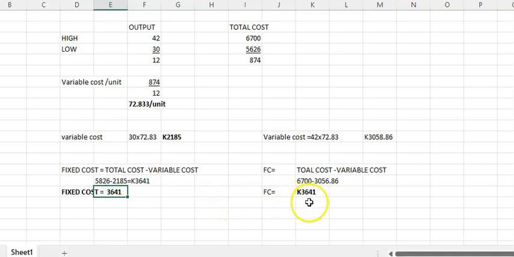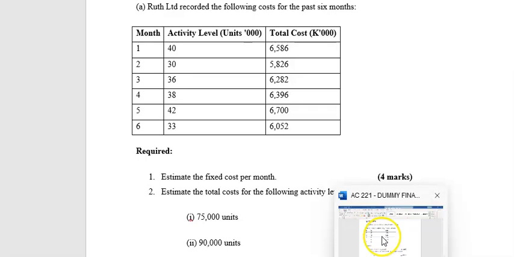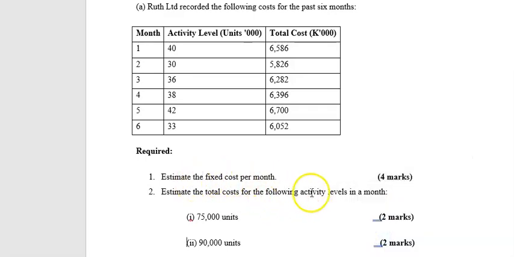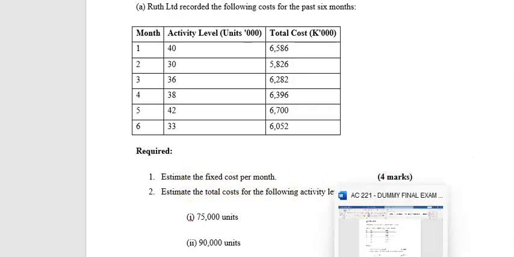So we should find the same fixed cost regardless of which one you pick. The variable cost may differ, but the fixed cost is the same, because fixed cost does not change regardless of the change in activity level, but variable cost changes, as you can see from here. So this is how we can handle question number 1, which talks about estimating the fixed cost per month. And you get your 4 marks like that.